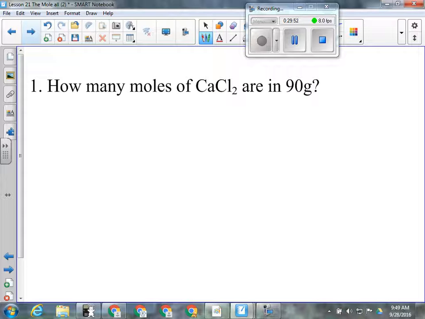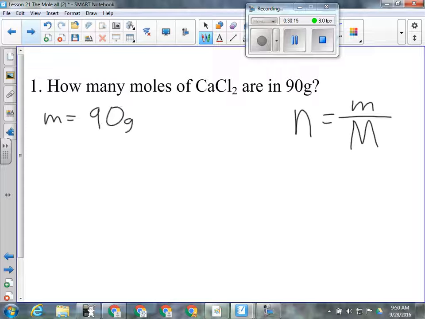If I'm looking for how many moles, which part of the mole equation am I looking for? N, right? Remember the mole equation is number of moles equals mass in grams over molar mass. So I'm looking for n. They tell me something in grams, so that means they gave me little m. And what else did they give me?